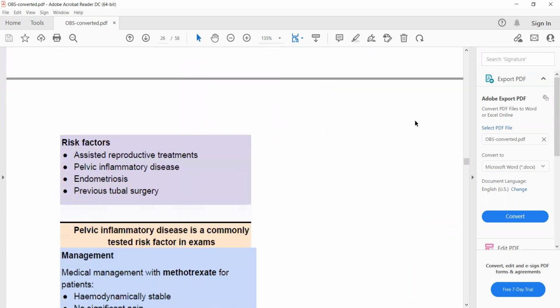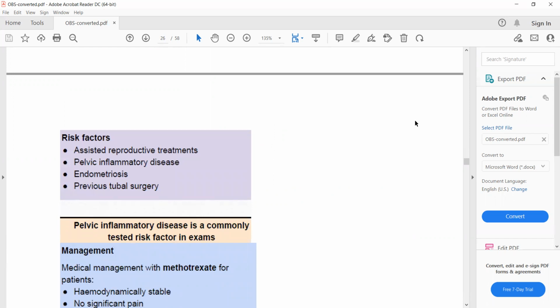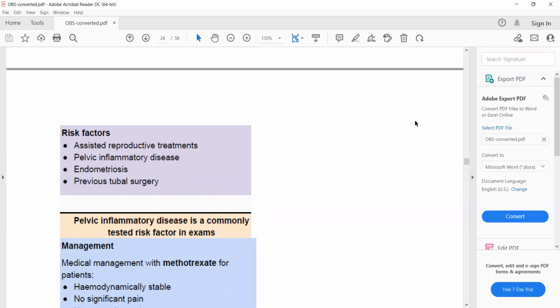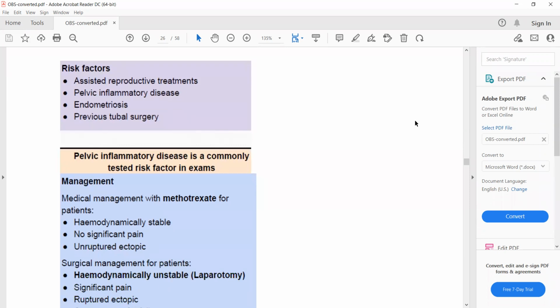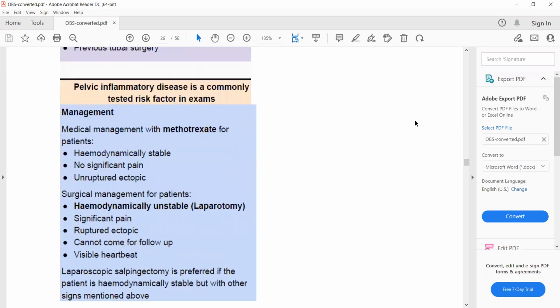The risk factors for ectopic pregnancy include pelvic inflammatory disease, which is the most important risk factor, endometriosis, previous tubal surgery, and assisted reproductive treatments. So these are the risk factors for ectopic pregnancy, because all of them interfere with the fallopian tubes of the uterus. So that's why they can lead to ectopic pregnancy. The most common risk factor is pelvic inflammatory disease.